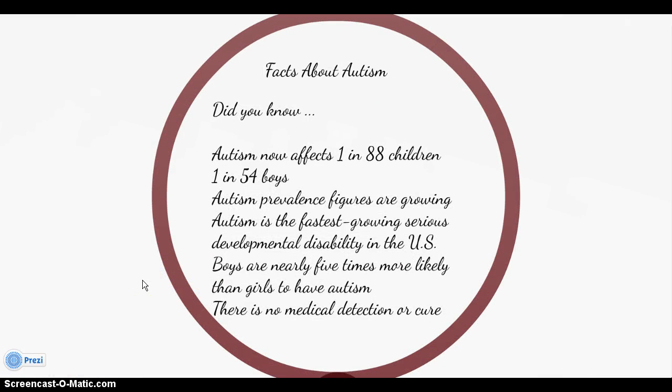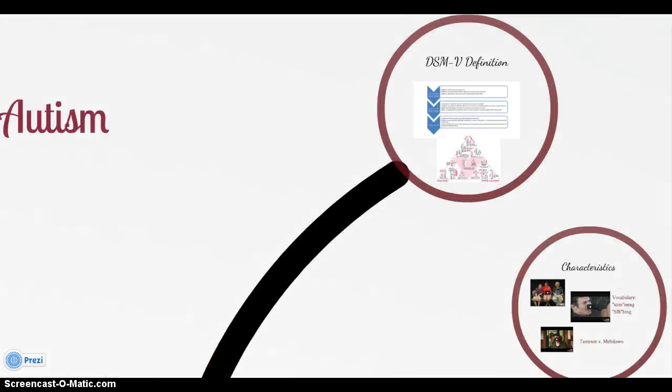Some facts about autism. Did you know that autism now affects 1 in 88 children, 1 in 54 boys? Autism prevalence figures are growing. Autism is the fastest growing serious developmental disability in the U.S. Boys are nearly 5 times more likely than girls to have autism, and there is no medical detection and there is no cure.